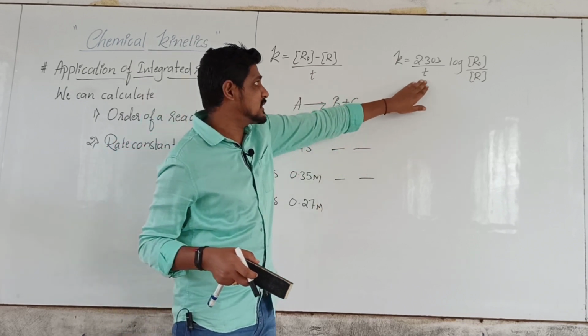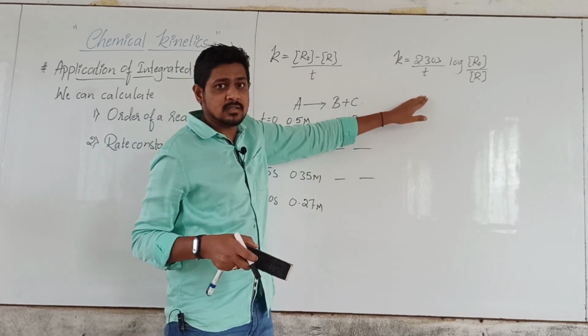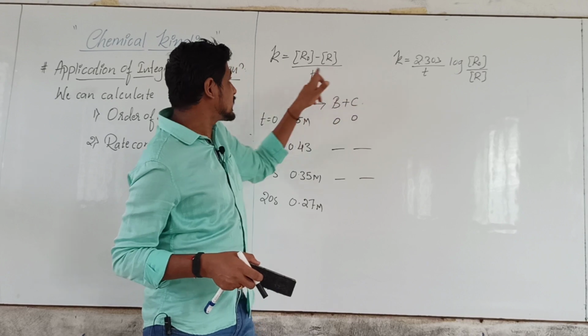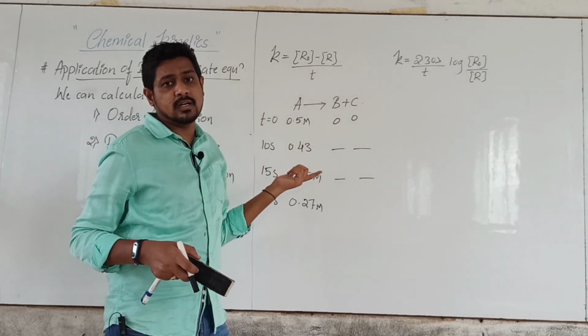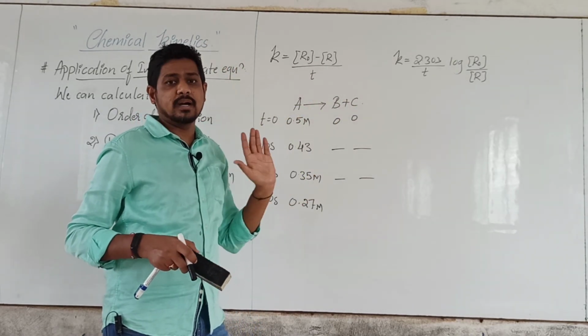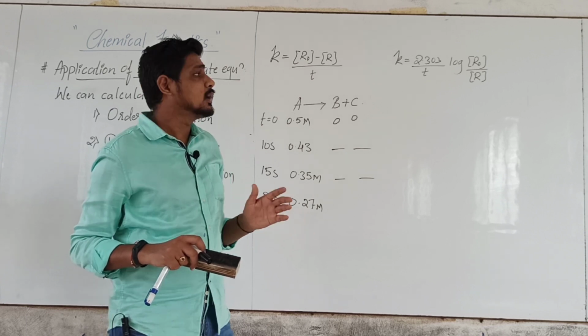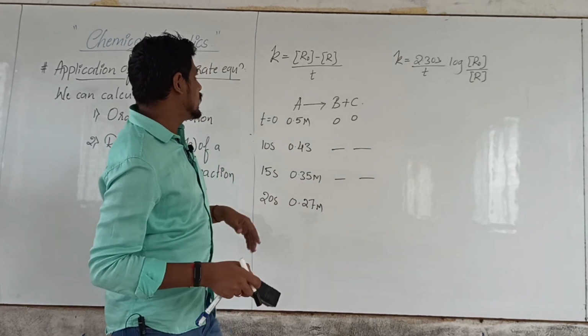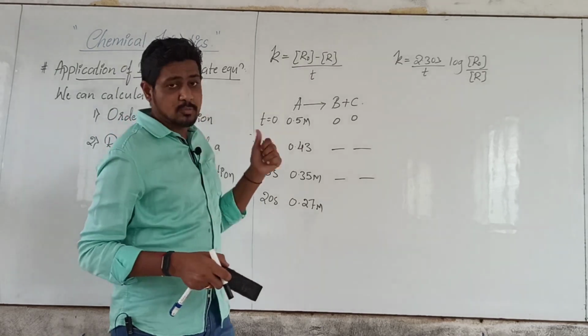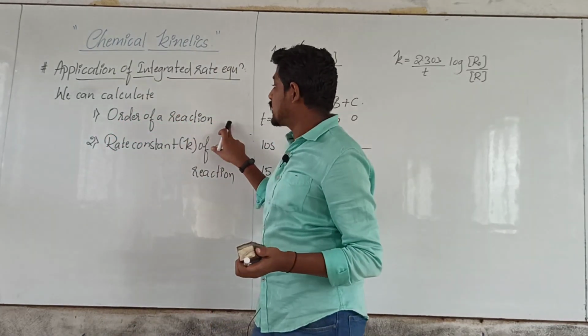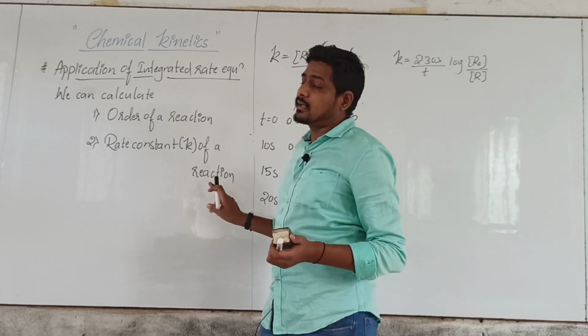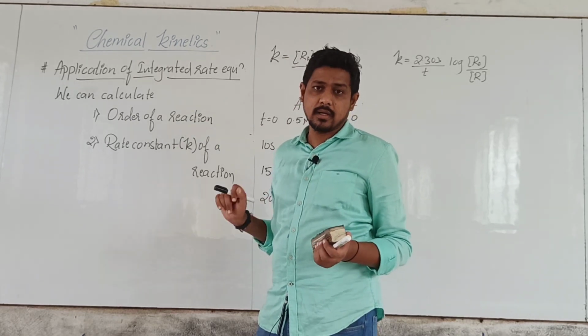Now suppose this equation is giving a constant K, it means this is a first order reaction. If it is not giving, but the other is giving, it means it is a 0 order reaction. That is why it is called the hit and trial method or a trial and error method. So from the integrated rate equation you are getting the order of a reaction and we will get the rate constant.